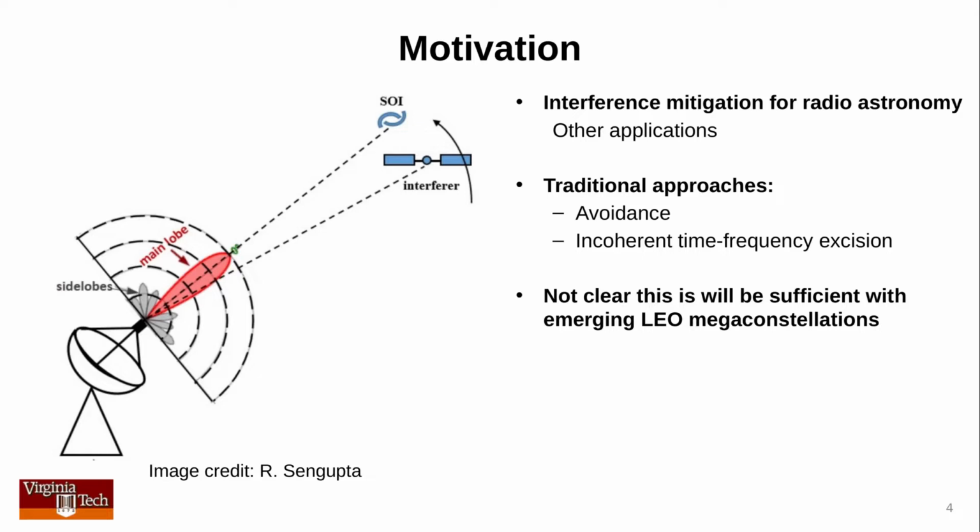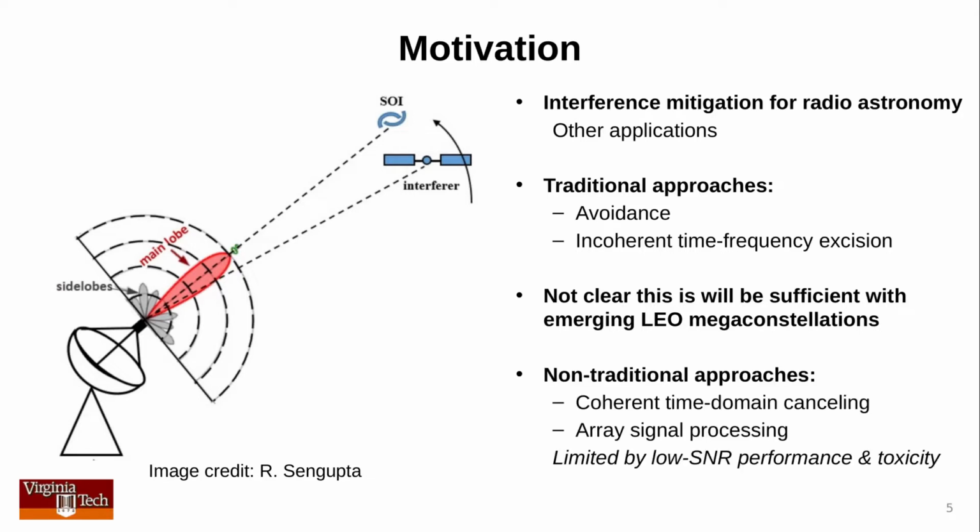A legitimate concern is whether time-frequency excision might also be overwhelmed, because one may end up having to remove so much data that what remains is not suitable for scientific interpretation. So we think of ways that the telescope can continue to observe in afflicted time-frequency pixels. That basically means looking through the interference as opposed to simply avoiding it or deleting it. Two such approaches are coherent time domain canceling and array signal processing, such as adaptive null forming.